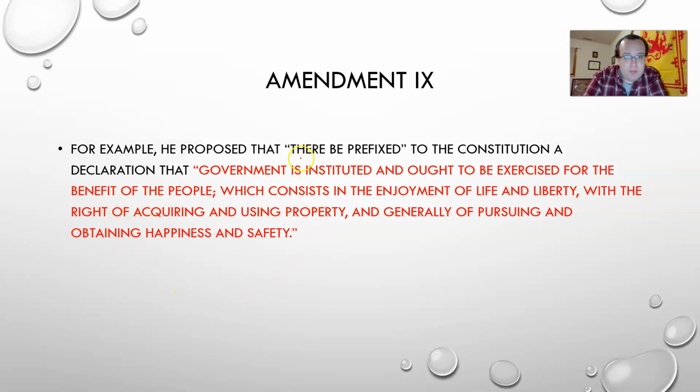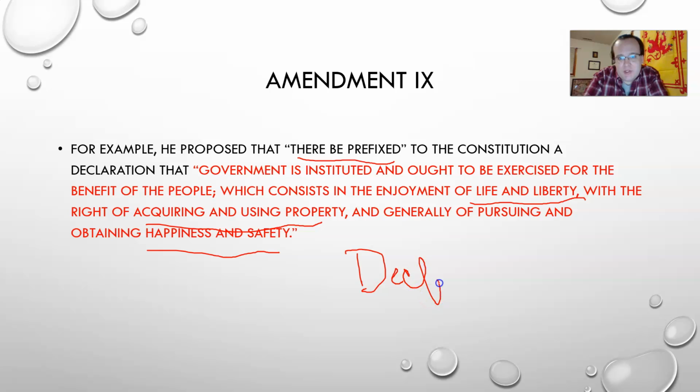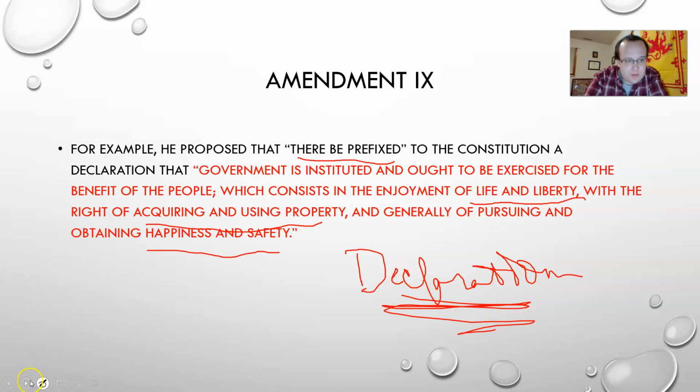So he proposed that there be prefixed to the Constitution a declaration that government is instituted and ought to be exercised for the benefit of the people, which consists in the enjoyment of life and liberty, with the right of acquiring and using property, and generally of pursuing and obtaining happiness and safety. So what is he kind of riffing off of? The Declaration. Right? Thomas Jefferson's great contribution. The Declaration of Independence. So he wanted that in front of the Constitution.